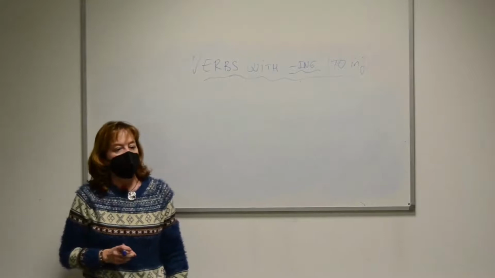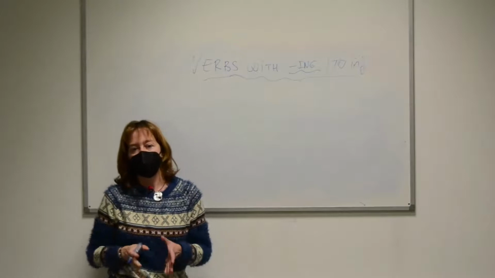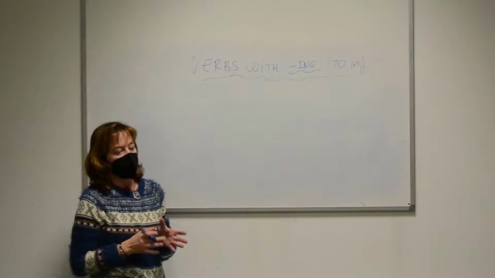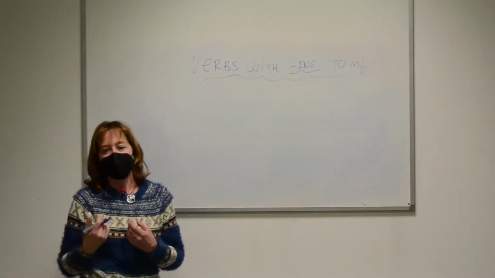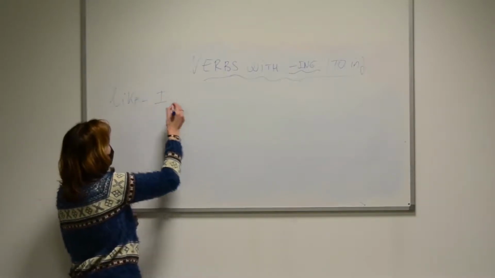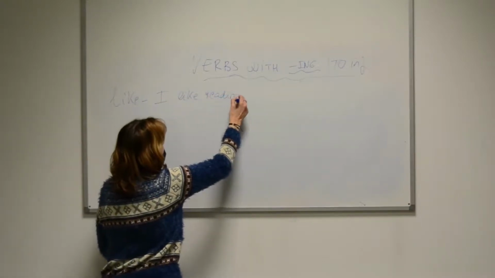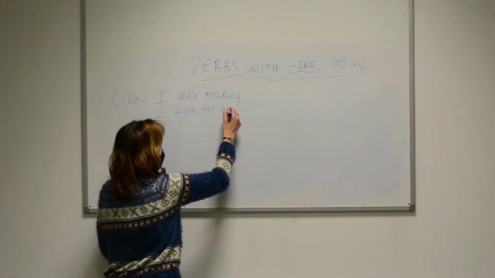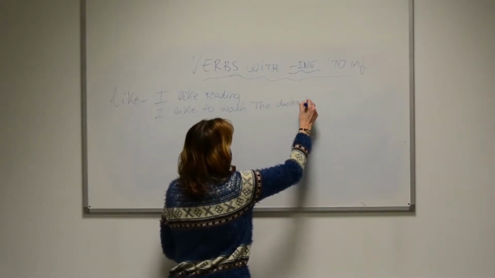Finally, we are going to deal with a group of verbs that can be followed by ing form or by to plus infinitive with a slight change in meaning. If we use ing or if we use to plus infinitive, the sentence conveys a different idea. For example, the verb like. I like reading or I like to wash the dishes by hand.